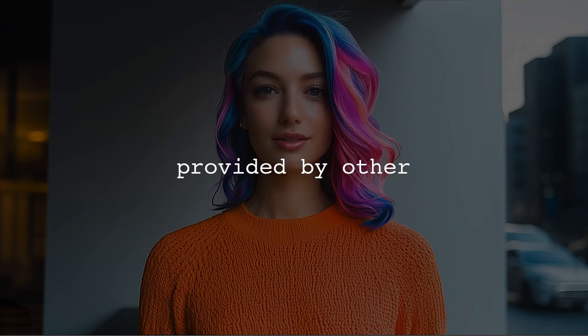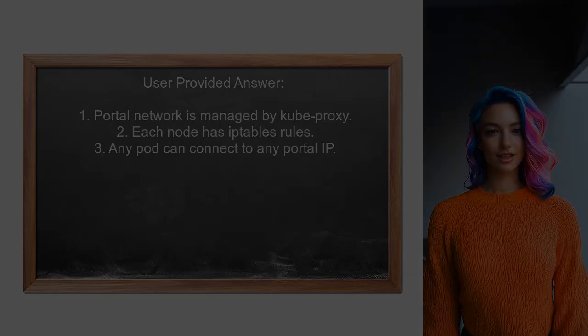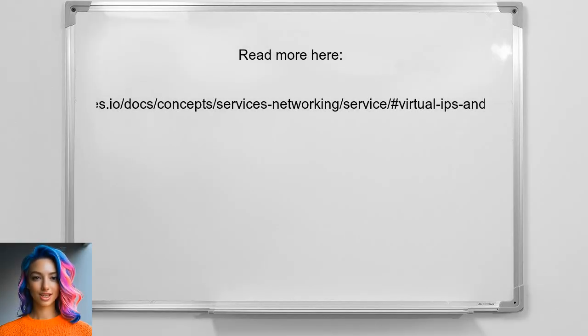Now let's look at the answers provided by other users. This user confirms that you are correct. The portal network, also known as the service network, is managed by kube-proxy through IP tables rules. Each node in the cluster must have these rules because any pod on any node can connect to any portal IP. For more detailed information, you can visit the Kubernetes documentation on virtual IPs and service proxies.